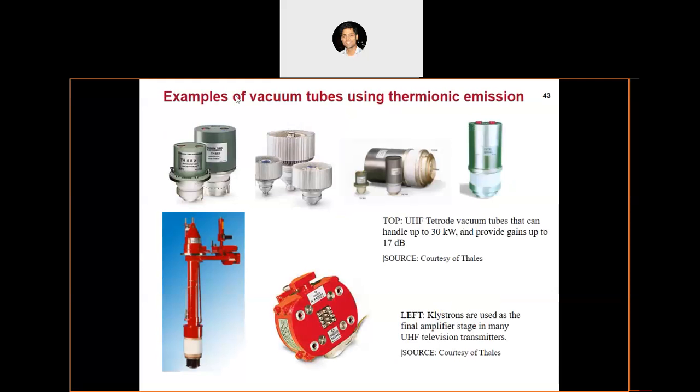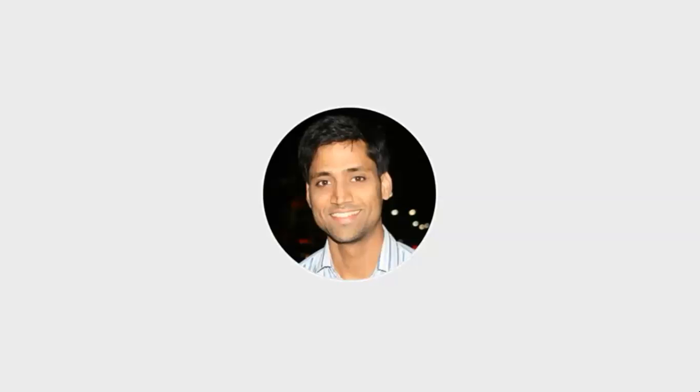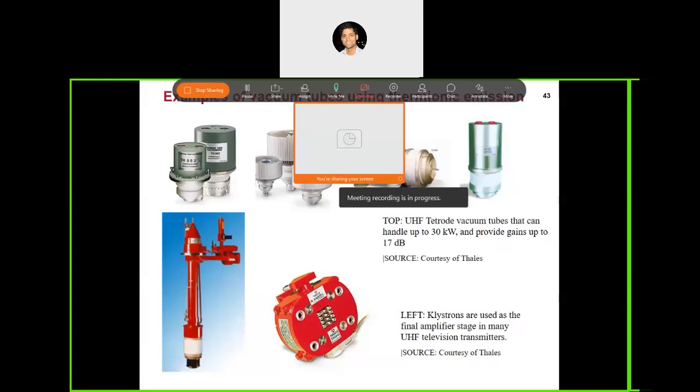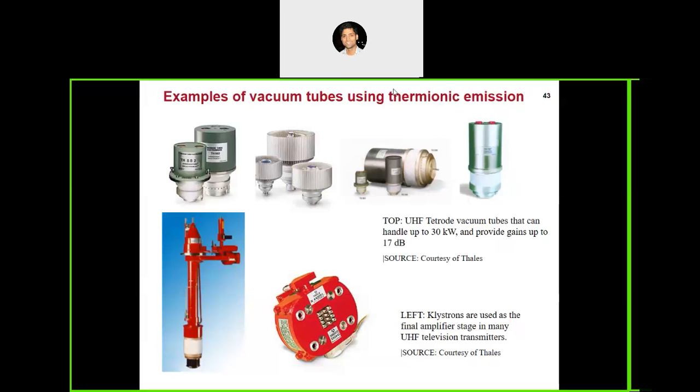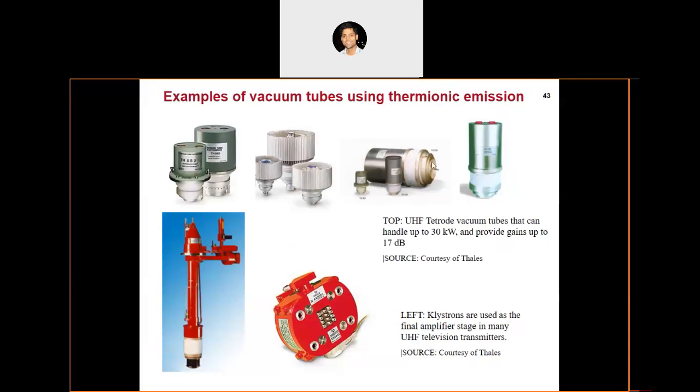So today we will start with thermionic emission, or vacuum tube devices. Thermionic emission is used in vacuum tube devices.